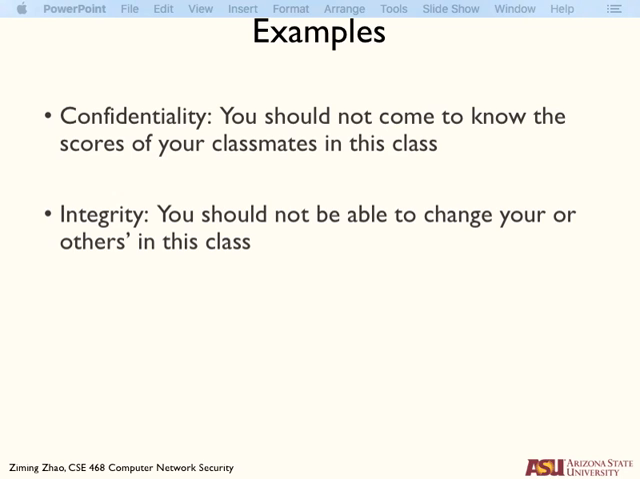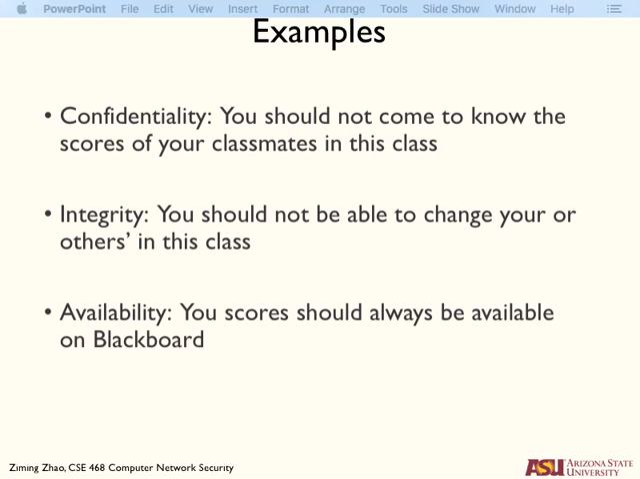For example, if we have a write-only system, an attacker can write to the system, but they cannot read. So technically, they can overwrite some information in the system, which breaks the integrity. However, since he cannot read, he cannot get the previous data, so it doesn't break confidentiality. And the availability here means your score should always be available on Blackboard. Whenever you want to access it, midnight or anytime, it should be there.